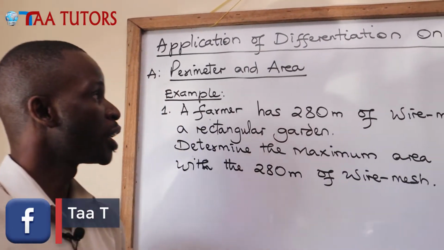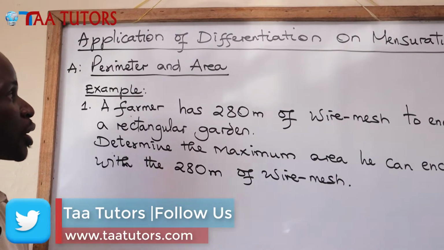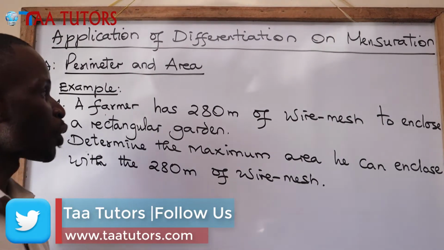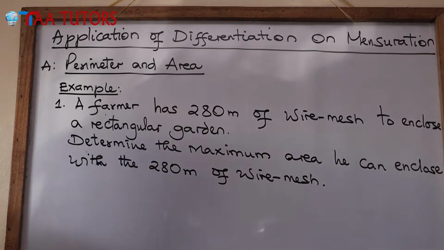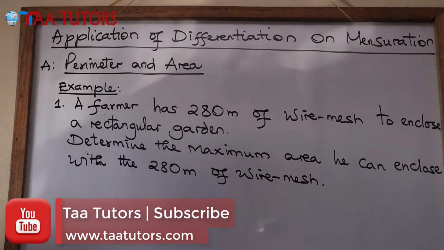Welcome once more to a lesson on applications of differentiation. In our class, we talked about application of differentiation on kinematics. In this lesson today, we are going to look at application of differentiation on mensuration, or in other words, measurements. And the first part of this application area will be on perimeter and area.